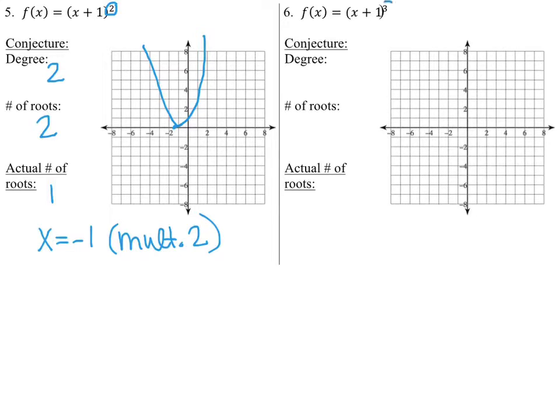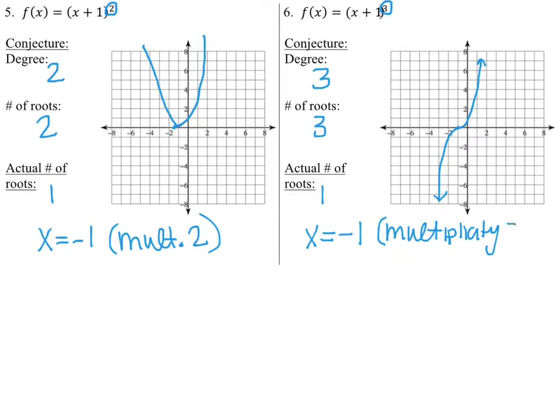Number 6, same kind of thing, except there's an exponent of 3 now. I'm going to say my degree here is 3, because if I was to multiply everything out, I end up with 3 x's multiplied together. The number of roots should also be 3. When I go and graph this one, it goes something like this. Once again, there is only one actual root at x equals -1. Because my exponent is a 3, I'm going to say I have a multiplicity of 3.